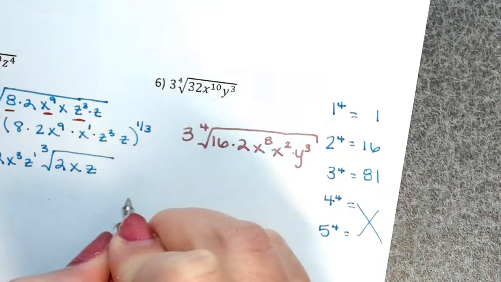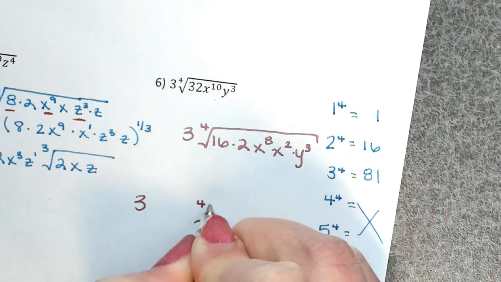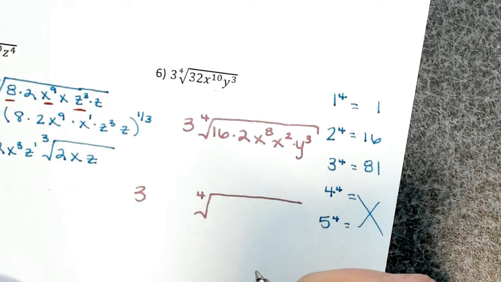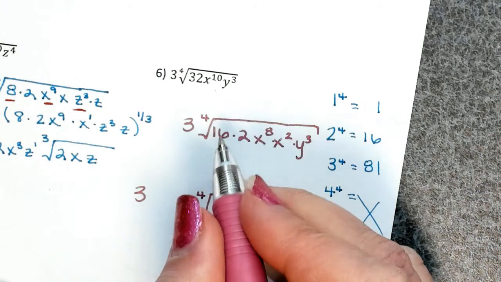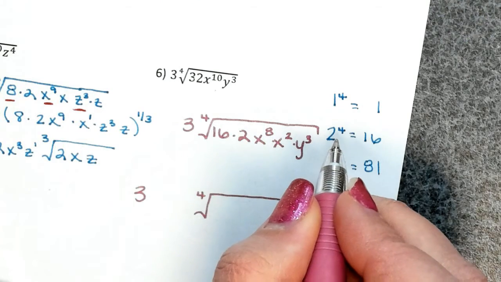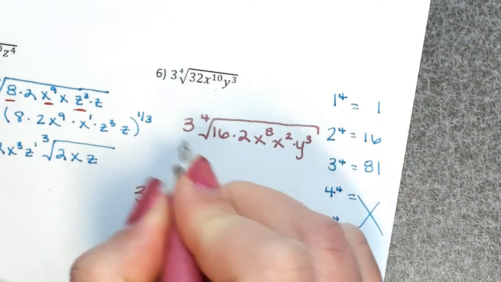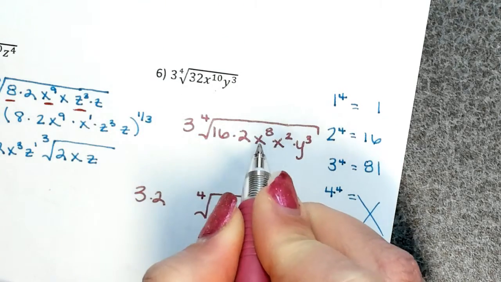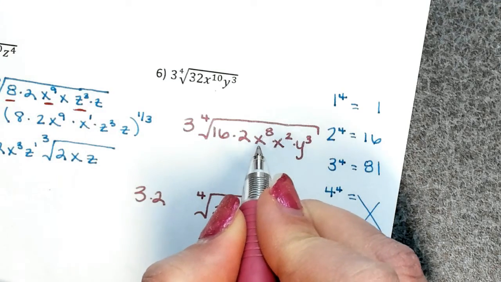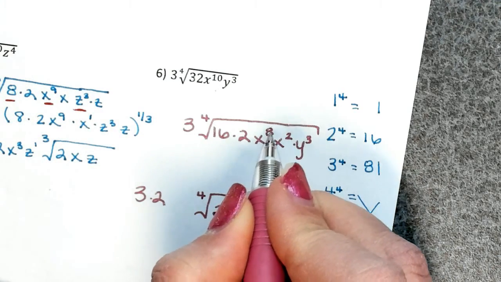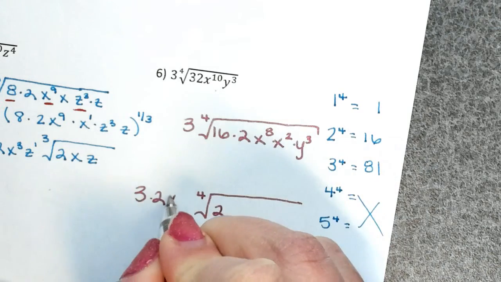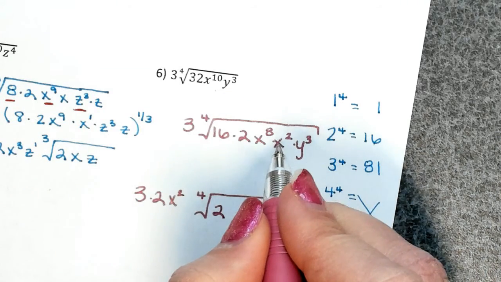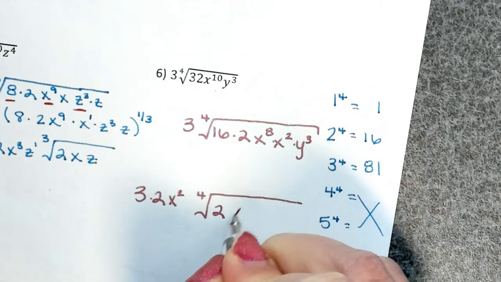Okay, so we have the 3 on the outside still. We have a 4th root. What is the 4th root of 16? What do you take to the 4th power and get 16? 2. So 2 is going to go on the outside. You can't take the 4th root of 2, so 2 stays on the inside. What's the 4th root of x to the 8th? X squared, because 8 divided by 4 is 2. So x squared will go on the outside. Can you take a 4th root of x squared? No, 2 is not divisible by 4. So x squared stays on the inside.